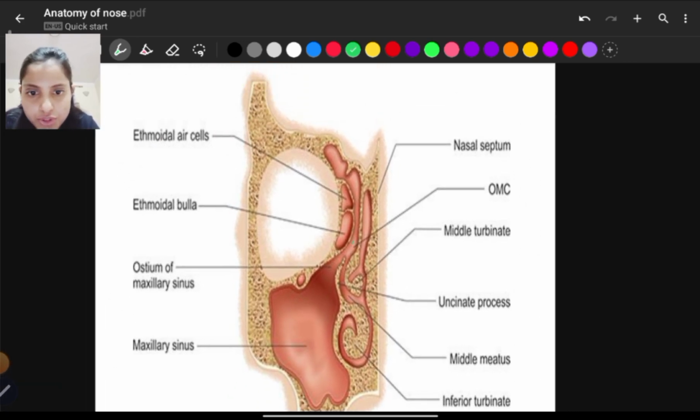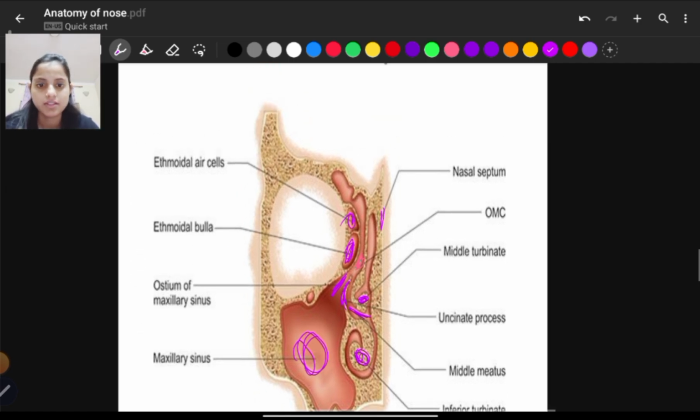This is the osteomeatal complex. This is the middle turbinate. This is the middle meatus below the middle turbinate. This is the inferior turbinate. This is the uncinate process. This is the maxillary sinus. This is the ostium of the maxillary sinus. This is the ethmoidal bulla. This is the nasal septum. This is the ethmoidal air cells.